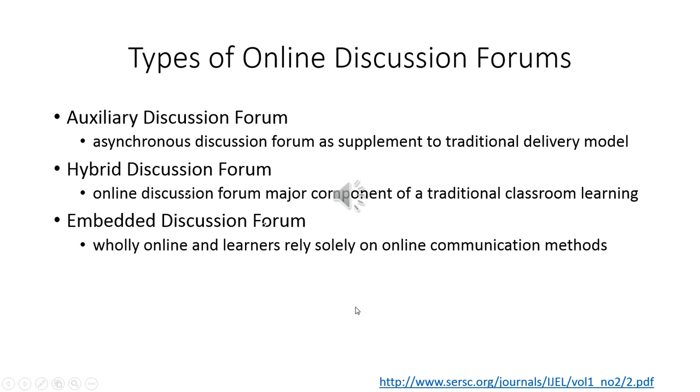There are basically three types of online discussion forum. One is the auxiliary discussion forum, which is basically the availability of an asynchronous discussion forum as a supplement to the traditional delivery method of face-to-face classroom teaching, as compared to a hybrid discussion model in which the online discussion forum forms a major component, but still a very traditional classroom learning continues, which is synchronous. The tendency now with online courses is to go towards an embedded discussion forum where the only sole communication method among the learners and the teachers is wholly online.